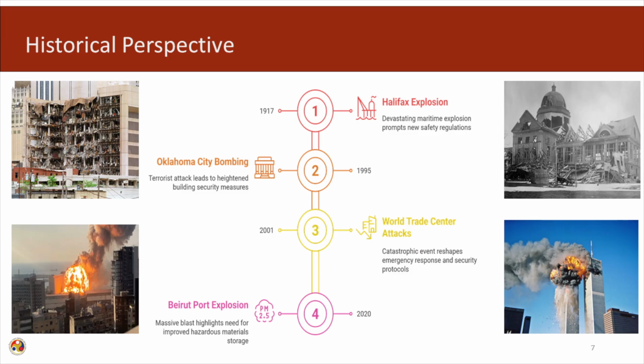Let's now look into some historical perspective where we will see that this type of events has occurred. When we talk about the blast scenarios, some of the very well known examples that we see is the 1917 Halifax explosion. So here what happened was the devastating explosion was caused, and it led to the first initiation of different safety regulations. Then one of the most famous blast explosion is the Oklahoma City bombing, where terrorist attack leads to the heightened security measures.